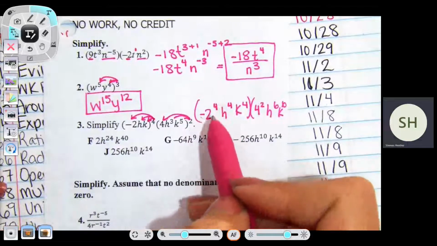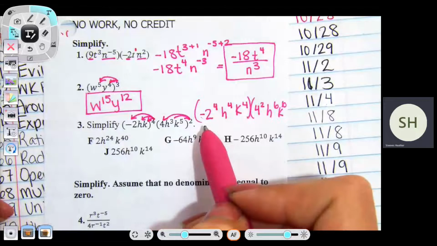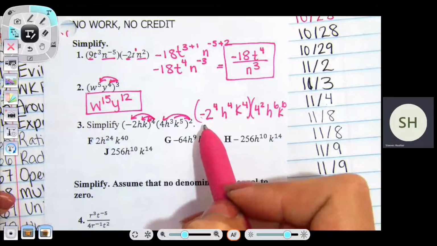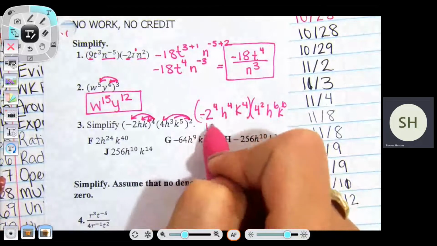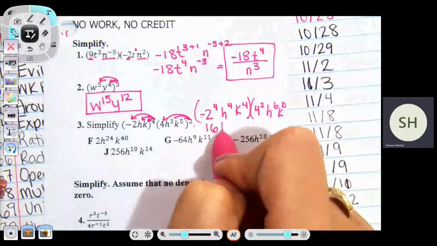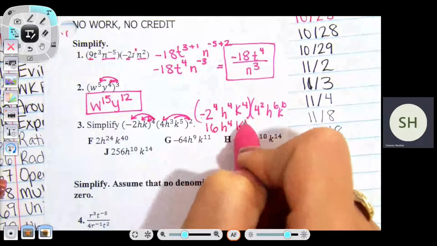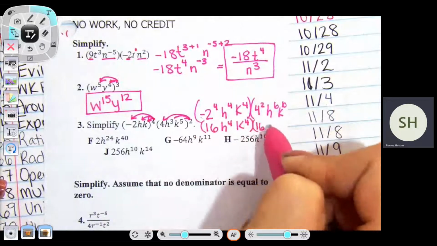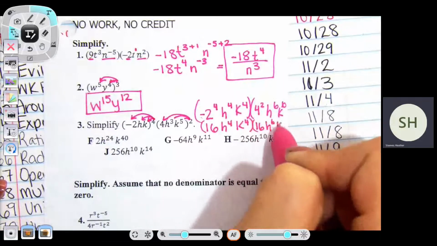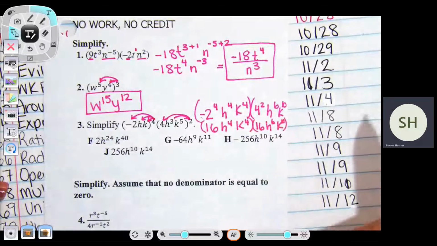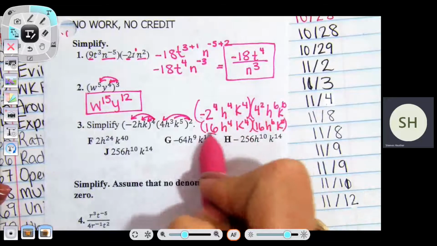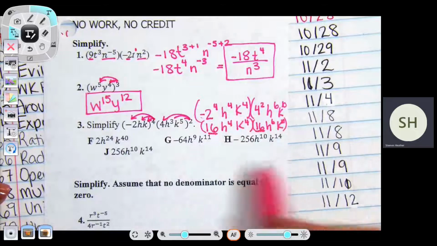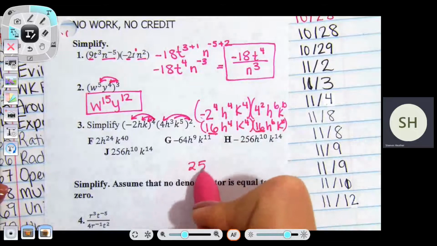-2 to the 4th power is -2 multiplied by -2 multiplied by -2 multiplied by -2. So this is actually going to make positive 16. H to the 4th, k to the 4th, multiplied by 4 squared is 16, h to the 6th, k to the 10th. So I multiply my large numbers. I have 16 times 16, and then that's going to give me 256.